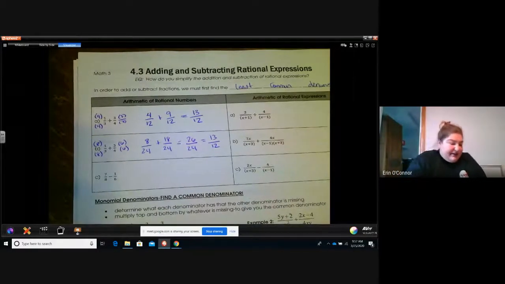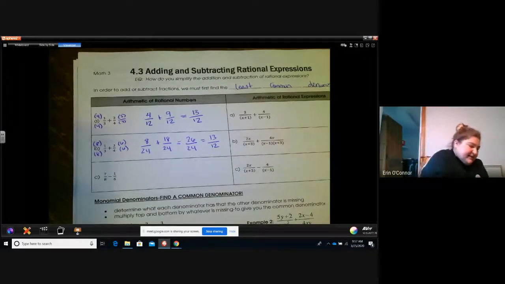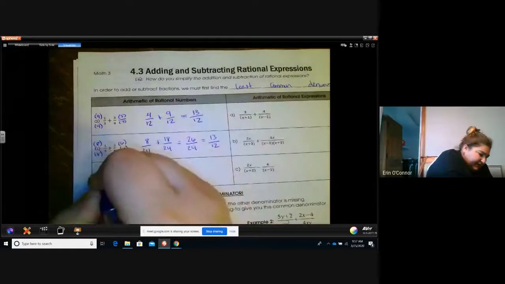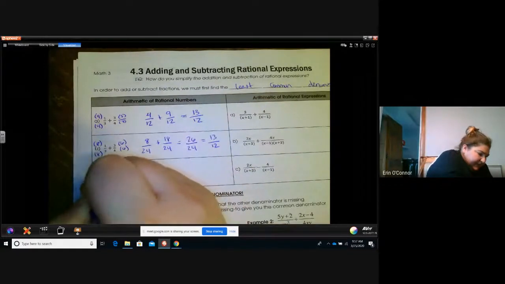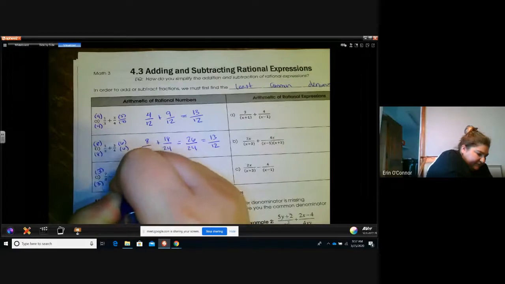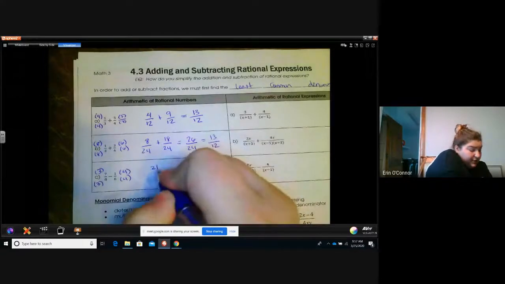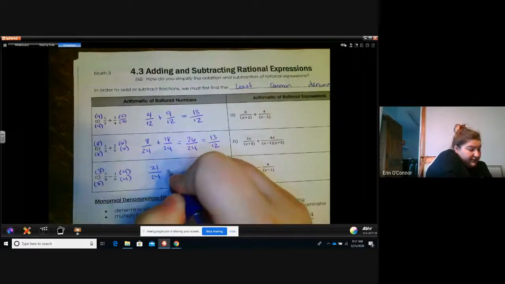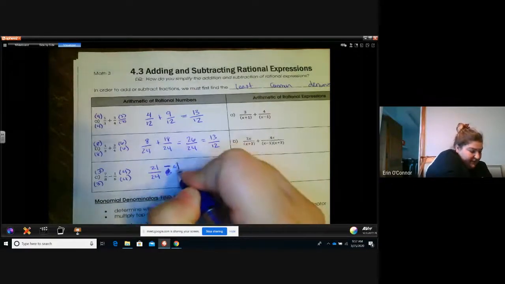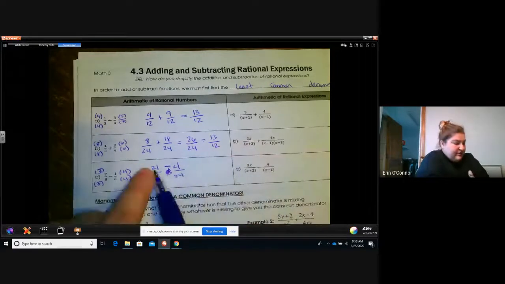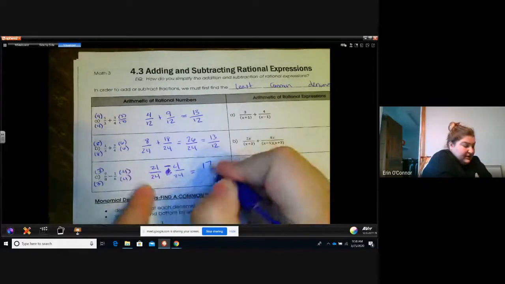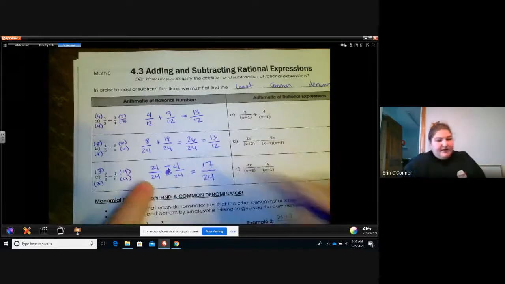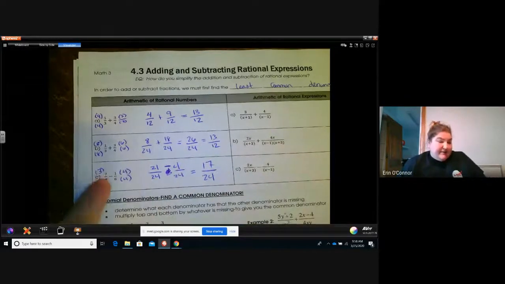All right, and for the last one, a common denominator there could be 48, but 24 is the least common denominator. So we're going to multiply the left one by 3, the right one by 4, and we get 21 over 24 minus 4 over 24. 21 minus 4 is 17. The denominator stays the same. Sorry, I forgot that it was subtracting this time.